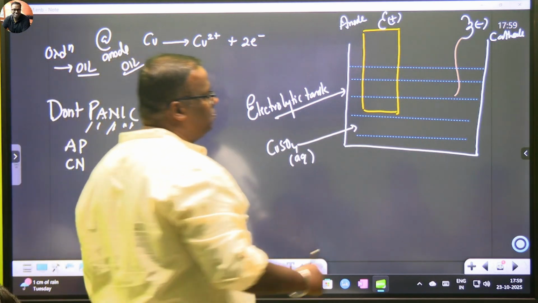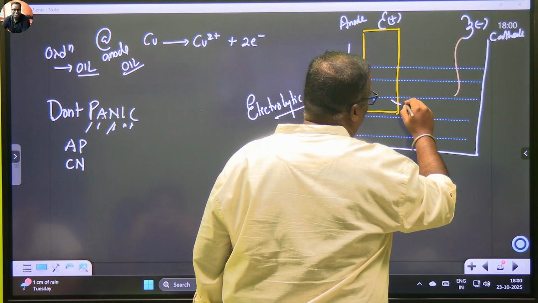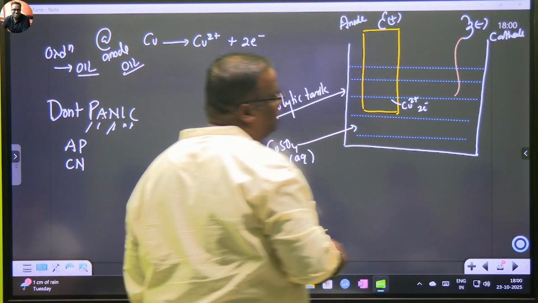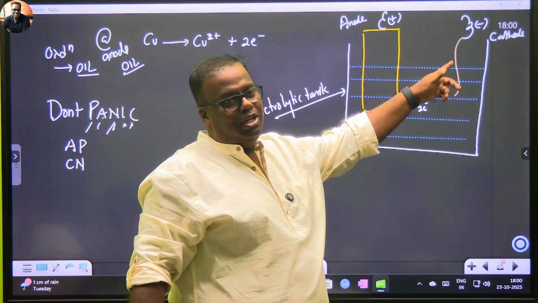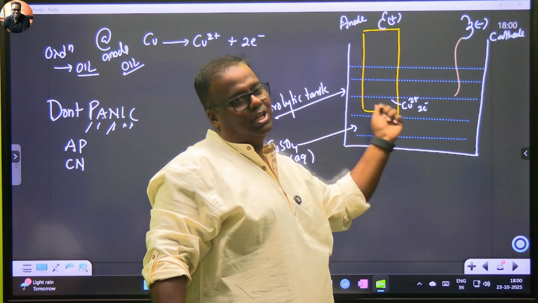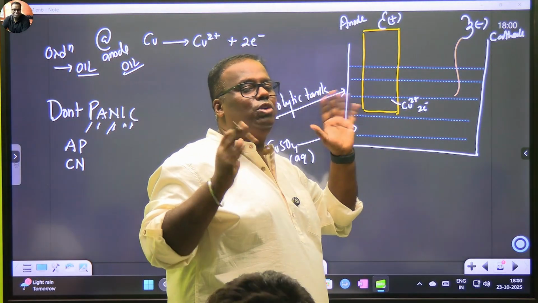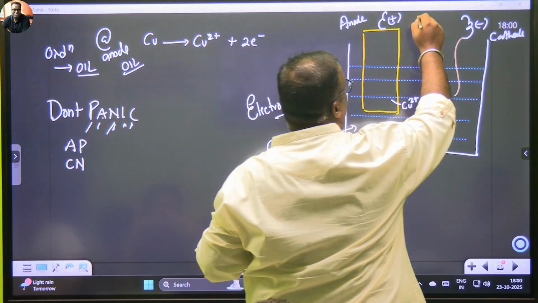So what happens? Out here, you will find Cu2+ will come out and 2 electrons will also be released. These 2 electrons are not released here. These 2 electrons are actually released in the circuit, because nobody produces electrons. This is connected to a battery. Also, remember, this is always a DC source.